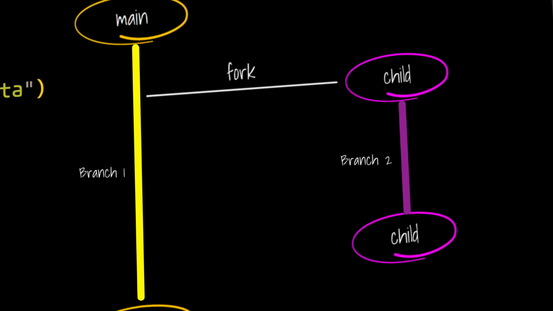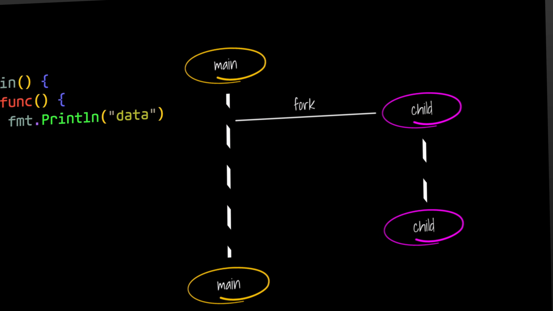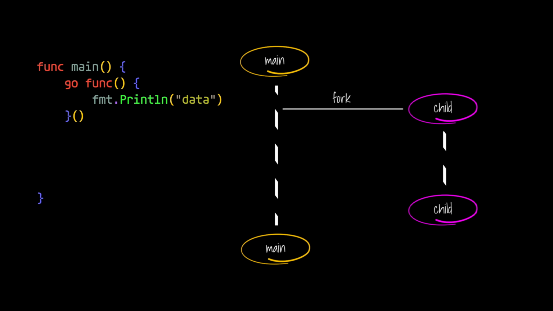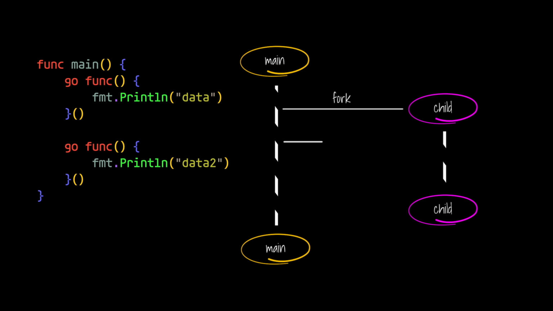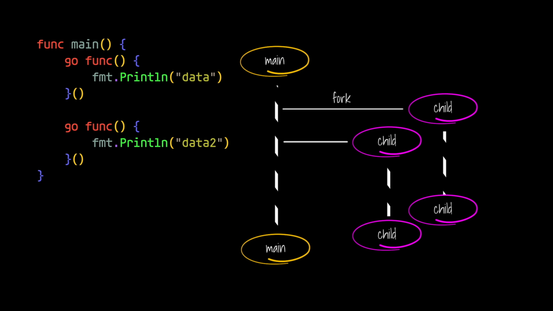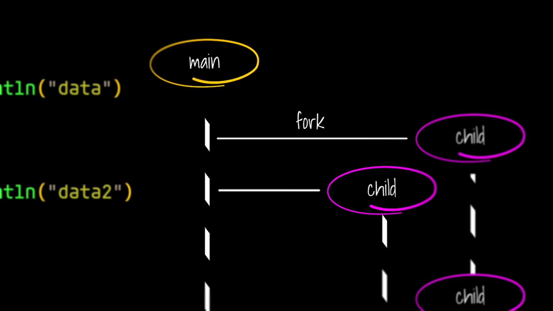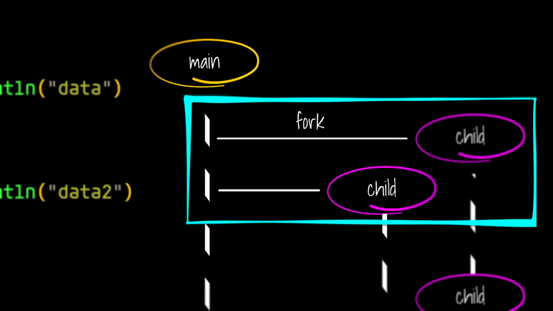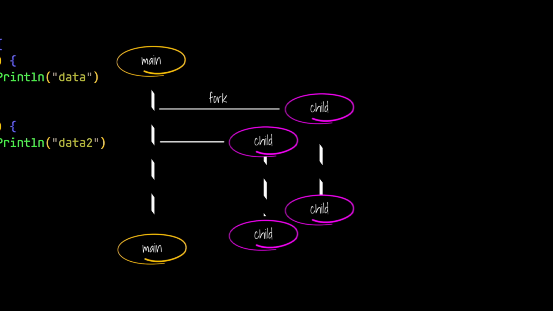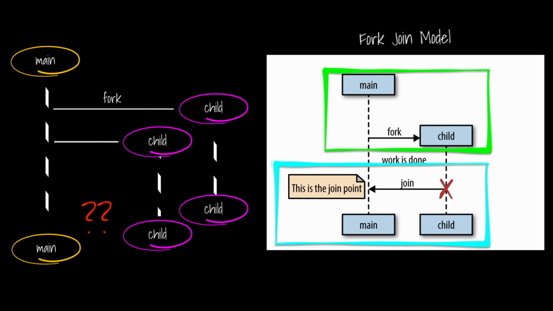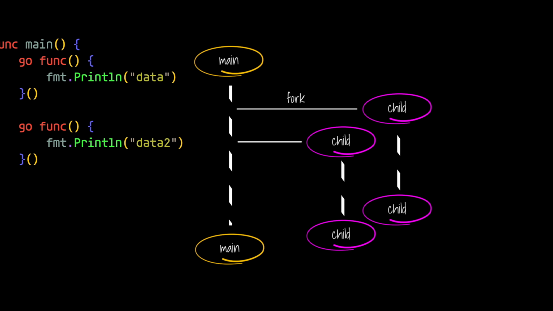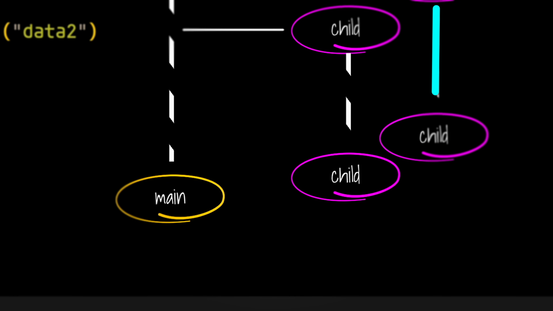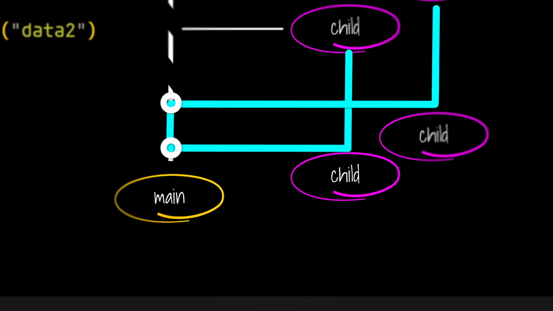But we aren't limited to two. Using the Go keyword, we can continue to fork off child branches of execution, making the Go keyword a very powerful tool. Now, the Go keyword helps us to achieve the top portion of Go's model of concurrency, which is known as the fork-join model. But what about the bottom portion, or the join portion? The join point is the point at which our concurrent branches of execution join back together.